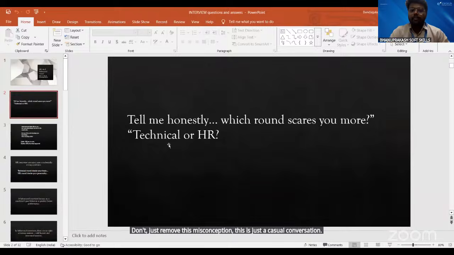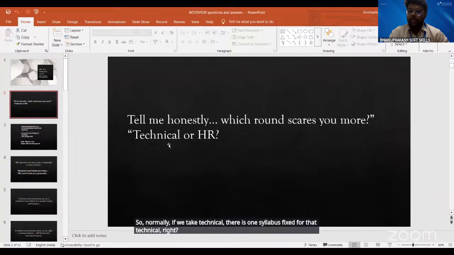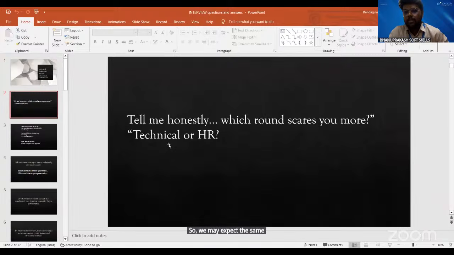Normally, if we take technical, there is one syllabus fixed for that, right? So we may expect questions from the fixed syllabus only. And those are related to concepts, and one universal answer is fixed for each. So if we learn well, then we can perform well in the technical round.